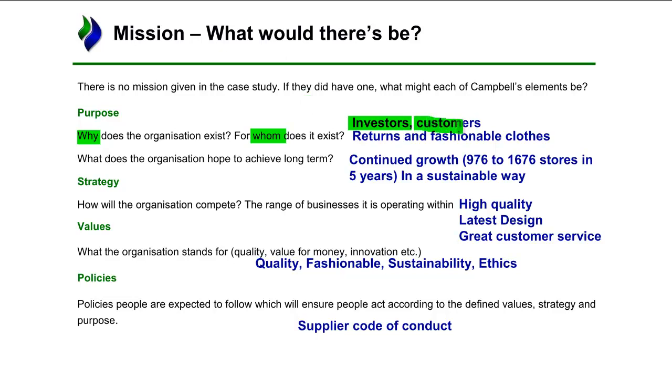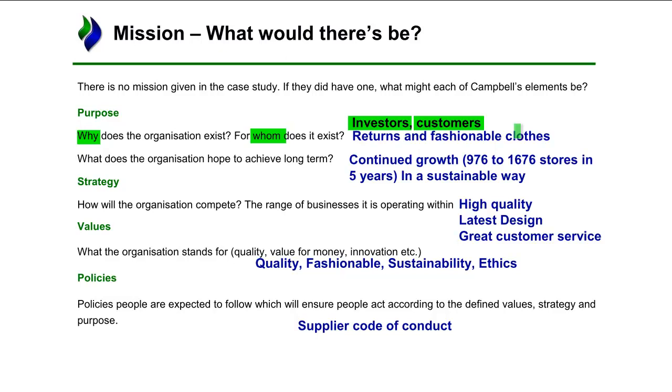You could argue that if I was writing a mission, I'd say it was there for customers, about giving customers fashionable clothes. And so really I would say those two. You could put in there people like staff and suppliers, but I think primarily investors and customers would be the two key ones if I was going to write a mission.